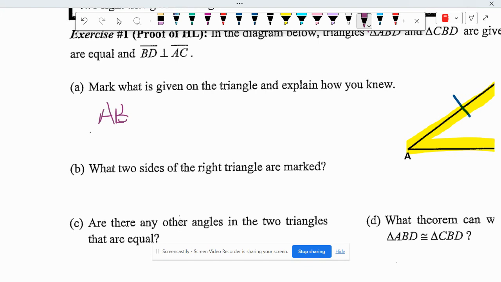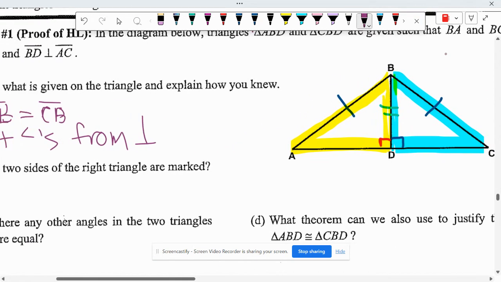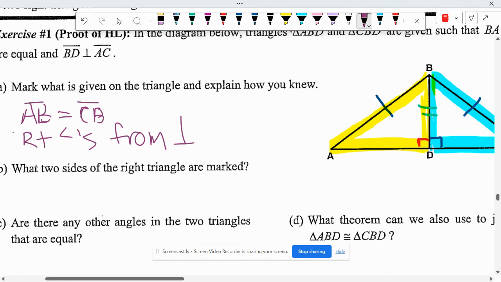I'm using that segment AB. I'm telling you it is congruent or equal to CB. We know that those two things are congruent to each other. We also know that because of the perpendicular lines, we have right angles from the perpendiculars. Isn't that what we marked? And then the last thing that we know is that BD is congruent to itself by the reflexive property. Those are all the things that we marked.